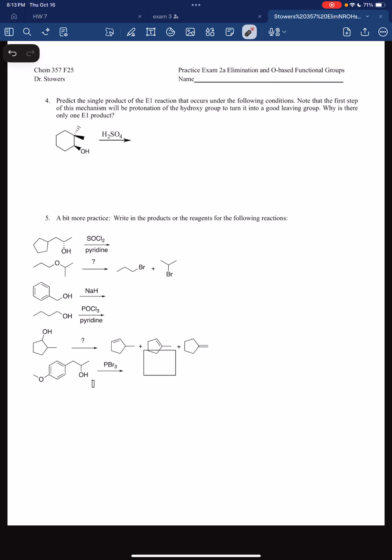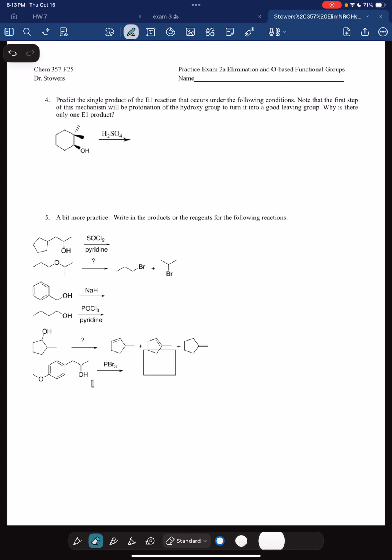So I'll give you that hint. If you think about one of the other questions that talks about secondary carbocations in an E1 reaction and what can often happen with secondary carbocations, that would be very helpful. So maybe go back to the other problem that talked about that.